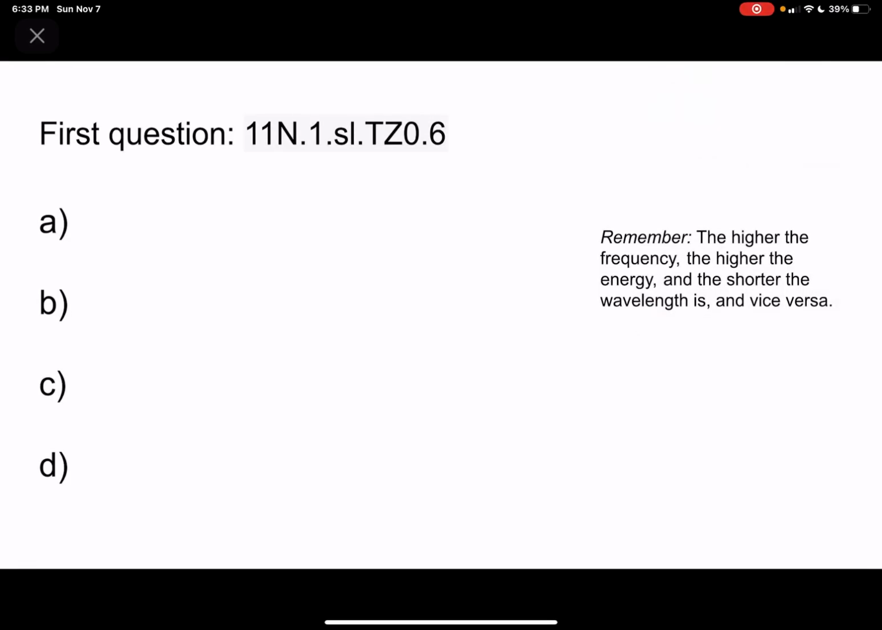My name is Omar Ataway and I'm going to explain 6 past paper 1 IB chemistry exam questions for topic 2. So the first question says which statement of the electromagnetic spectrum is not correct. So you have to know that the higher the frequency is, the higher the energy is, and the shorter the wavelength is, and vice versa.